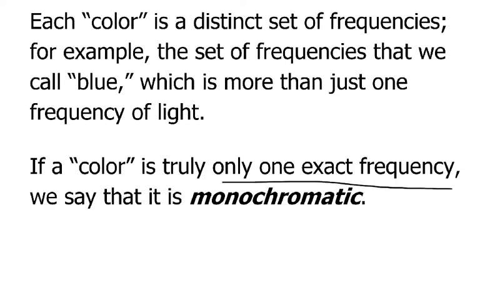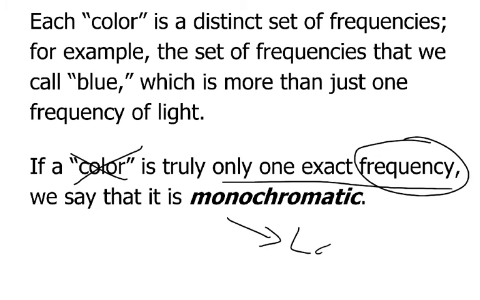All right. You do not want to say that monochromatic is one color. Color is not specific enough. You have to use the word frequency. It's one frequency of light. Color covers several different frequencies, as we were just mentioning with blue. Blue could be a lot of different shades. But if we have exactly one frequency, then that is called monochromatic light. And typically, monochromatic light comes from a laser.